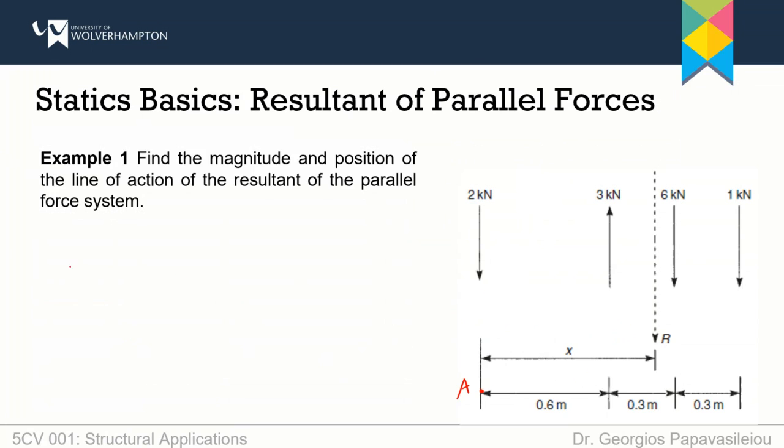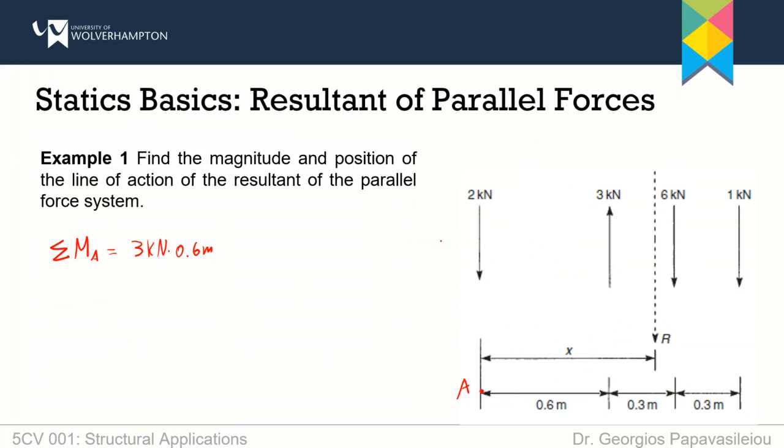Now, the moments. The sum of moments about point A will be, well, the moment of this force, because this force passes through point A, so it has no perpendicular distance, it will be 2 times 0, so it is 0. It can just be neglected. The moment of this force will be 3 kilonewtons times the distance, that is 0.6 meters. Now here, because at least one of them has a different direction, we have to define the positive and the negative direction of the forces, and of course of the moments.